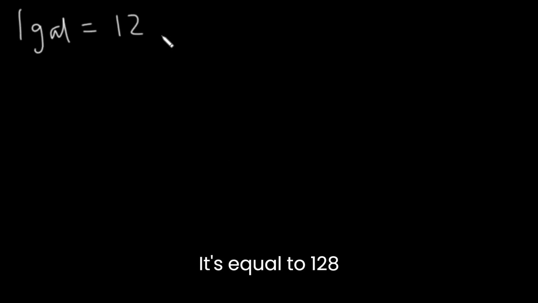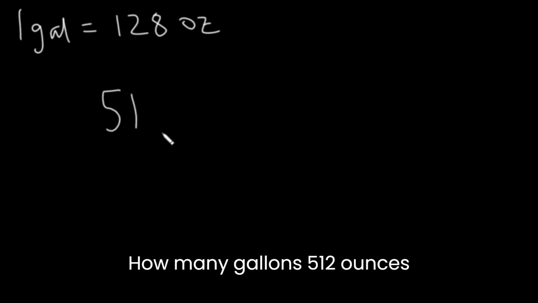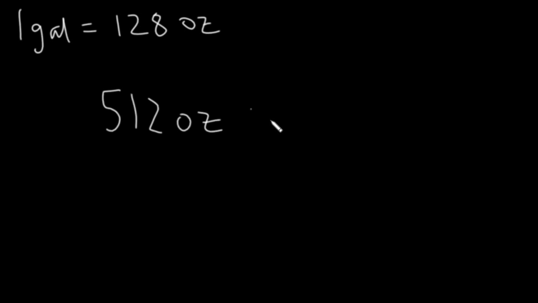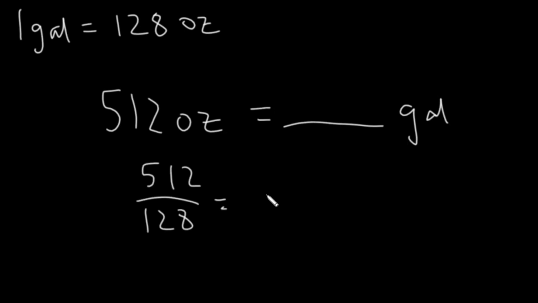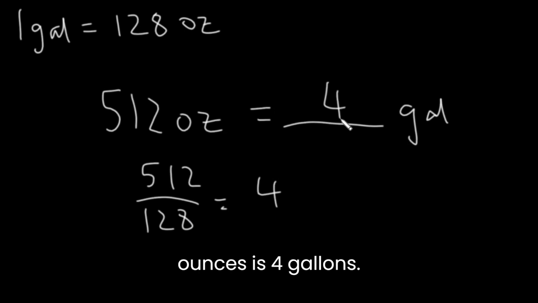The next one is that 1 gallon is equal to 128 ounces. So let's say we want to find how many gallons 512 ounces is. So we're going to have to divide 512 by 128. This will be 4. So 512 ounces is 4 gallons.